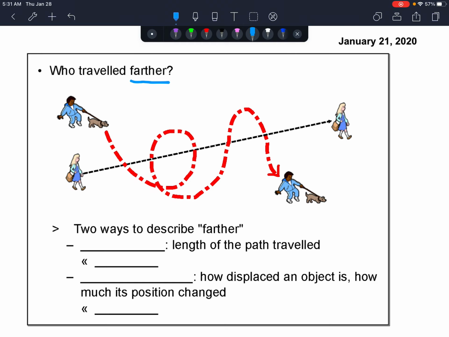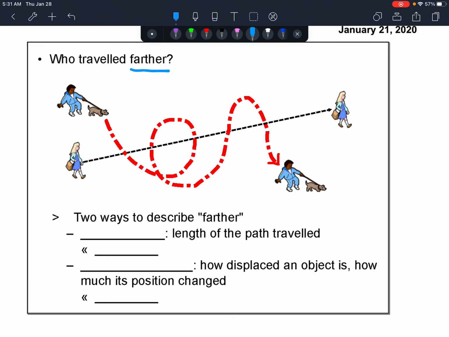So let's talk about two different ways to describe farther, right? That's the ambiguous word in this question. I could describe farther as the length of my path traveled, or I could describe farther as how displaced my object is or how much its position has changed.